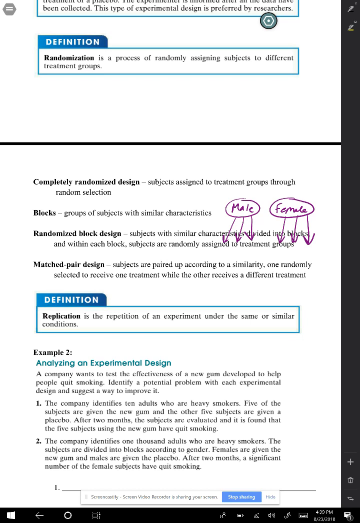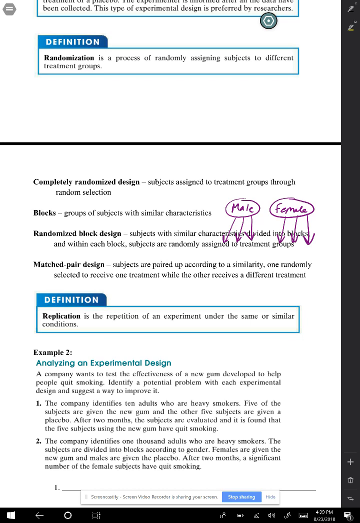And then the fourth one here is matched pair design. And that's where you would pick two subjects that are paired up because they have a similarity. And then one subject is given one treatment and the other subject is given a different treatment. Something you could think of here, let's say we want to test the effects of something on redheads. So you pick two redheads and you give one treatment and you give the other one a different treatment. So they're paired because they have similar characteristics, but then they're getting two different treatments to see what the effect of that treatment is.